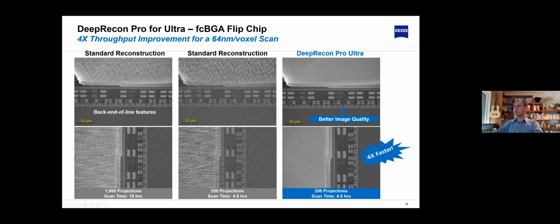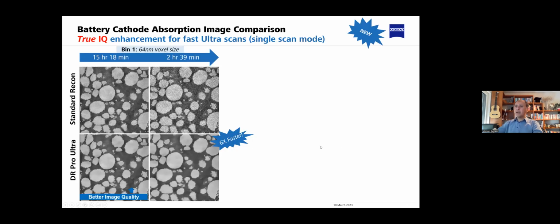Using the advanced reconstruction toolbox, you will see it is possible to have much better image quality while having shorter scan times here. Another example is from bin 1, 64 nanometer voxel size. So in principle, using the standard reconstruction here, you see it is possible to move from 15 hours to 2 hours, but we end up at the end with a noisy image.